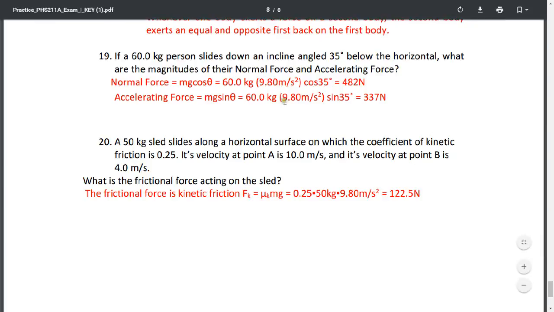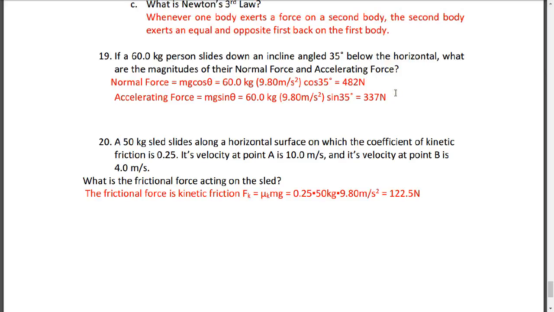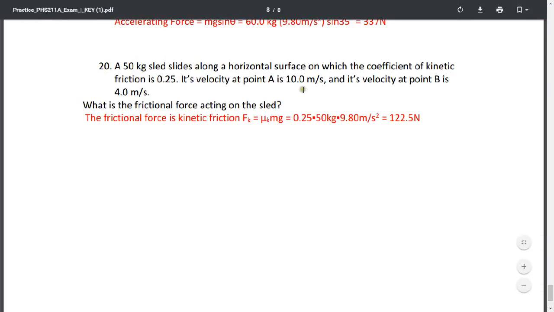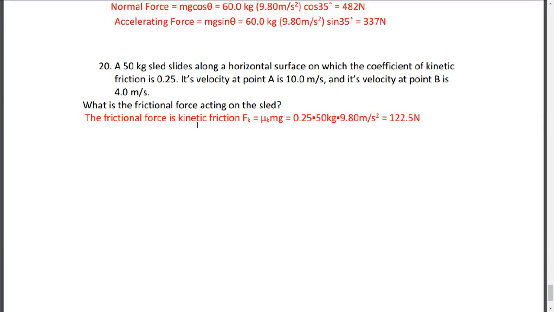And then I could ask questions. If I gave you coefficients of friction, I could ask you what their acceleration is going down that inclined plane. So a 50 kilogram sled slides along a horizontal surface that has a coefficient of kinetic friction of 0.25. If its velocity at point A is 10 meters per second and its velocity at point B is 4, what is the frictional force acting on the sled? There's a lot of superfluous information there. You shouldn't be plugging in the numbers 10 and 4 anywhere. All I'm asking is the frictional force. This could be part A of a larger, more complex question later on.